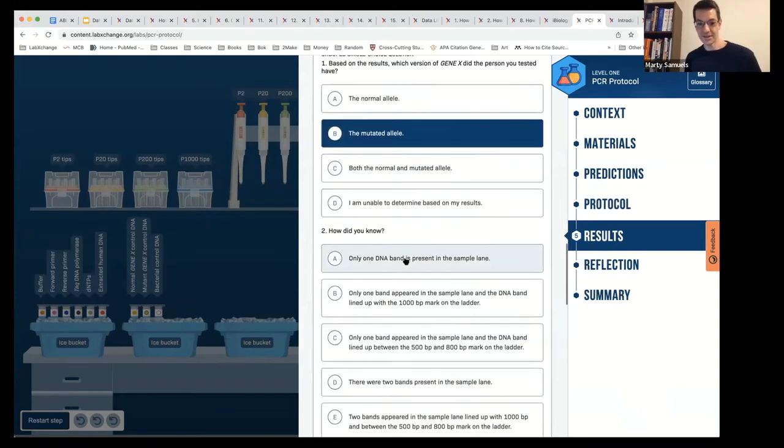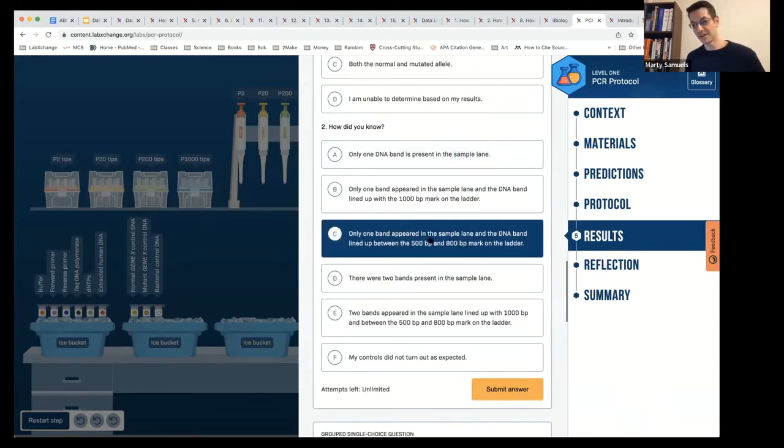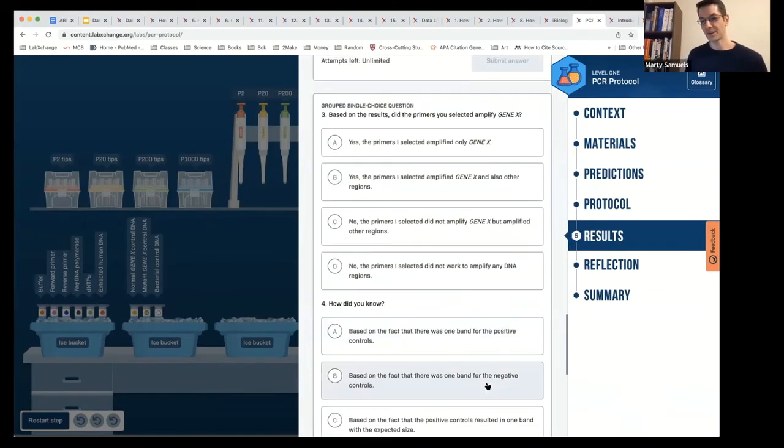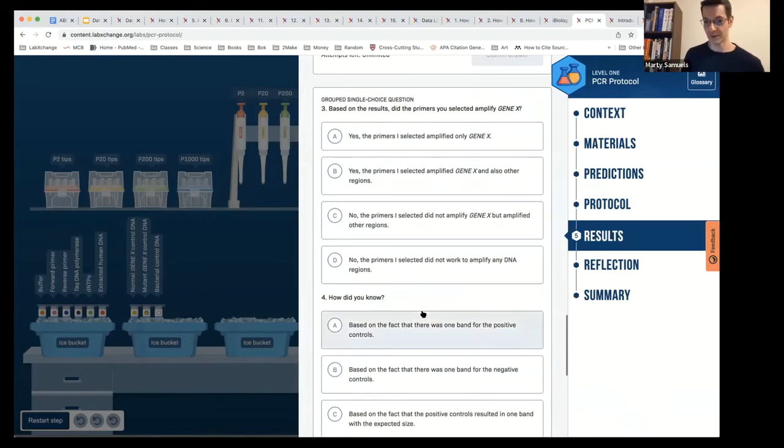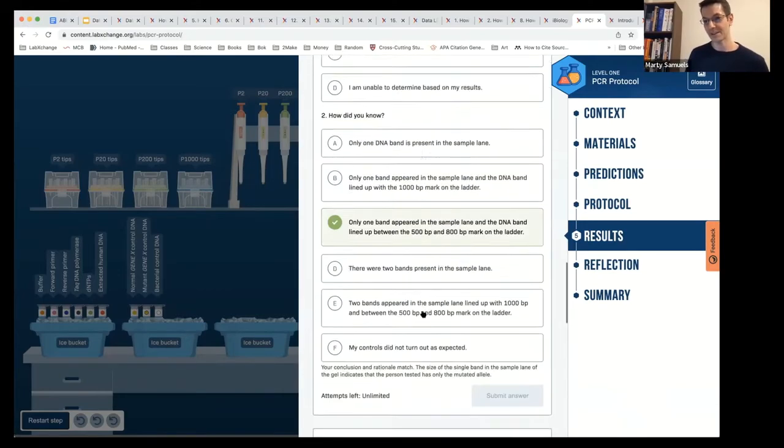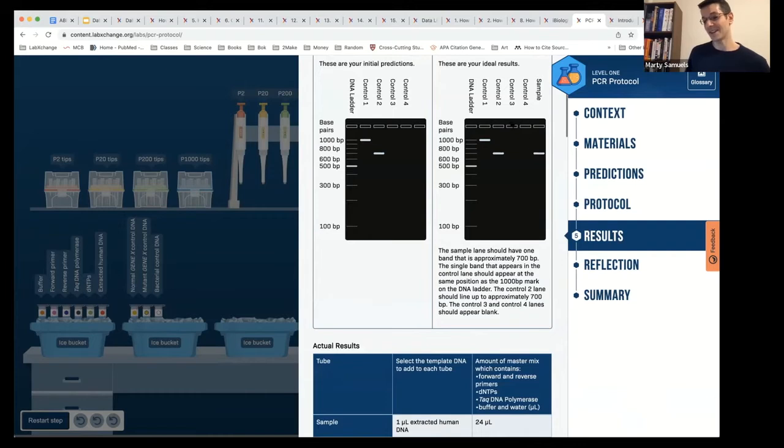So we're gonna say it's the mutated gene, and it's the mutated gene because it's between 500 and 800 base pairs. And we also ask them questions about their controls and whether or not they know what the controls told them, or whether or not there's contamination in the reaction. And this is actually a conditional scenario that 1 out of every 3 times you're going to get different data sets that respond to that.